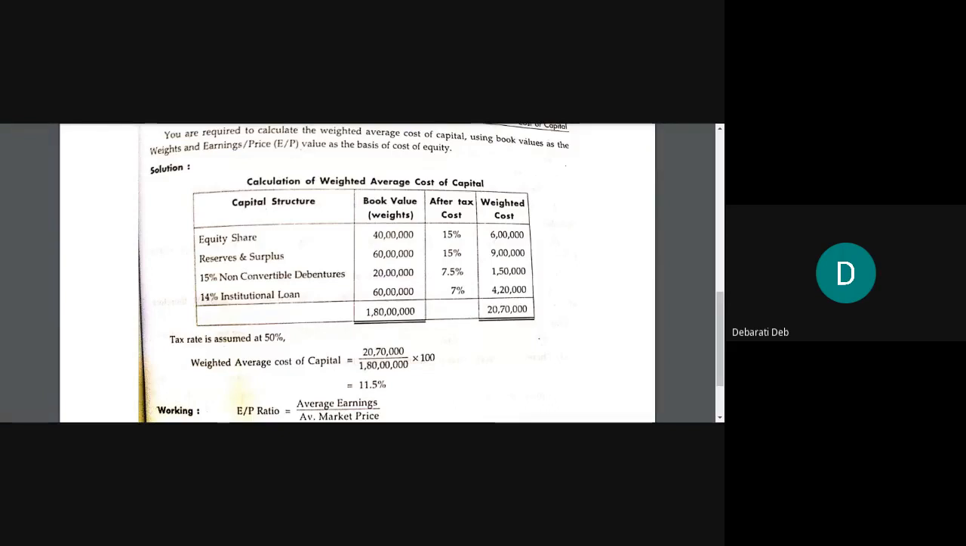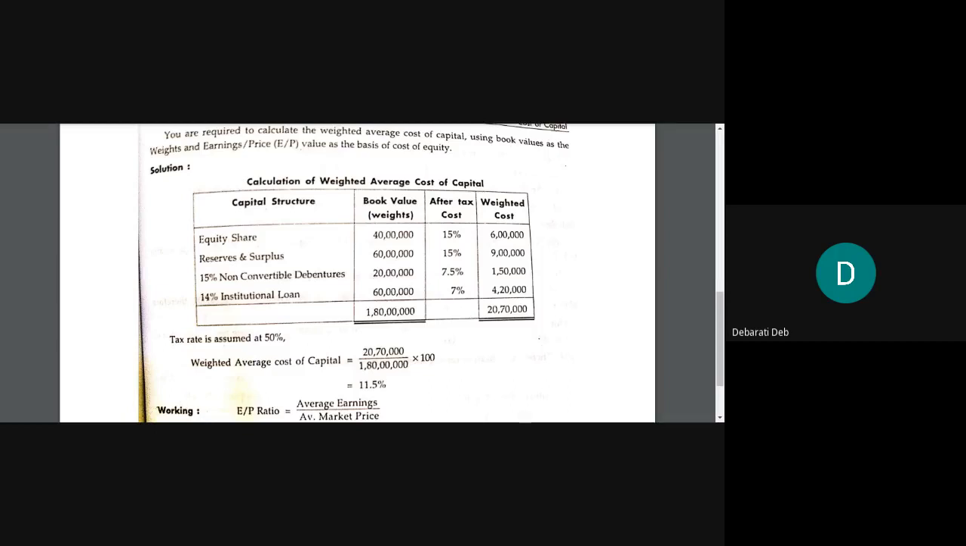You can do it this way, like the way it is shown on your screen, or you can do it like the previous sum also. There also you had book value, no? From there you calculated the weights. What you can do is calculate the weight and then multiply the weight with the after tax cost. How will you calculate the weight? It would be 40 lakh divided by 1,80,000, 60 lakh divided by 1 lakh 80,000, 20 lakh divided by 1 lakh 80,000, like that. Or else you can do it the way shown on your screen.